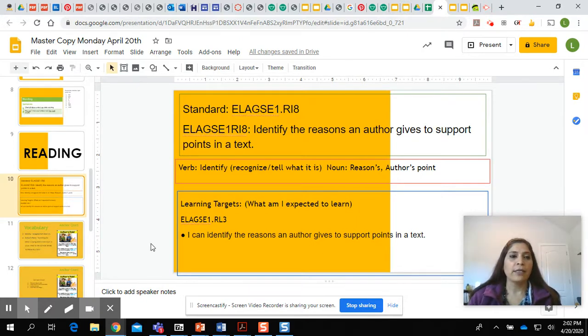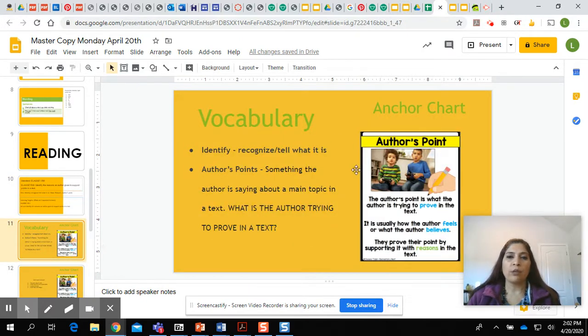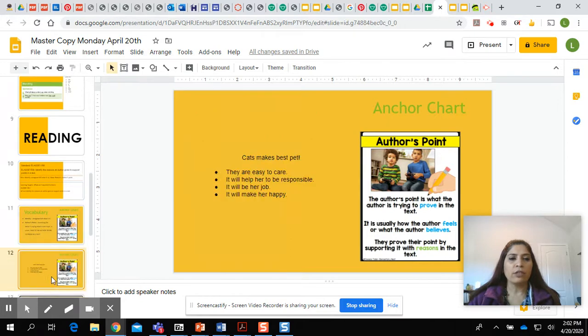We already looked at the vocabulary words, and we'll just look at the anchor chart to help us understand a little bit more about what the standard is telling us to do. The author's point is what the author is trying to prove in the text. It is usually how the author feels or what the author believes. They prove their point by supporting it with the reasons in the text.